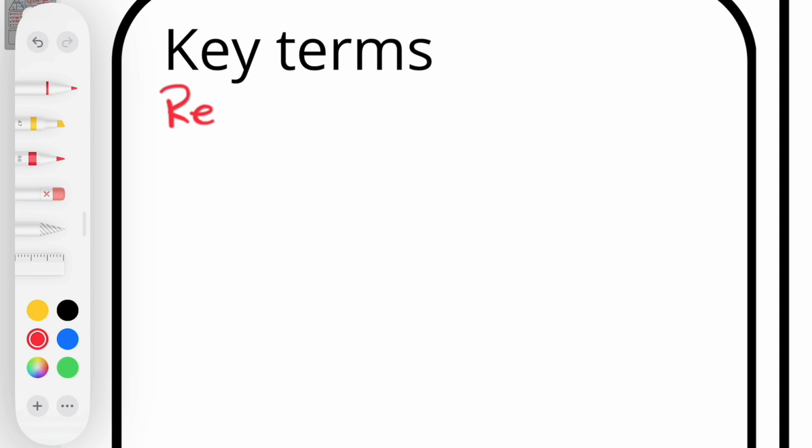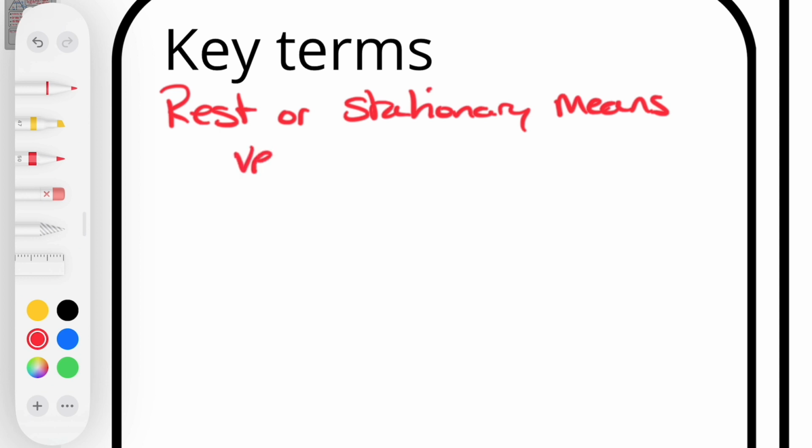The word rest or stationary. This just means the velocity is 0 meters per second. Sometimes they say a car goes from rest, or they say a cyclist slows down until stationary. That just means that velocity at that point would be 0.